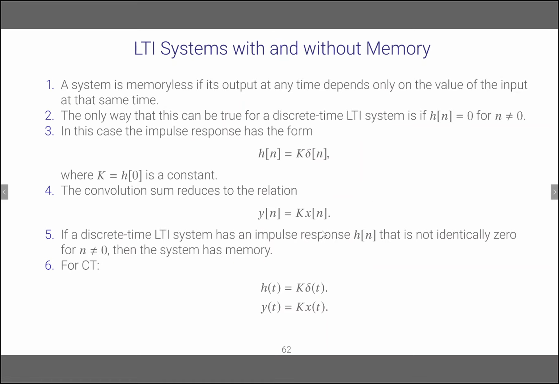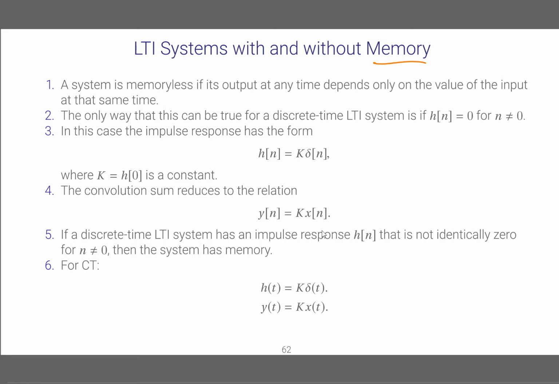Okay, now let's consider memory, systems with and without memory. A system is memoryless if its output at any time depends only on the value of its input at the same time. The only way that this can be true for discrete time LTI systems is if h[n] is 0 for n not equal to 0. So in this case, the impulse response has the form h[n] equals k delta[n], where k is actually h[0], because you can see all other values of h[n] are 0, so the only value that we consider is h[0].